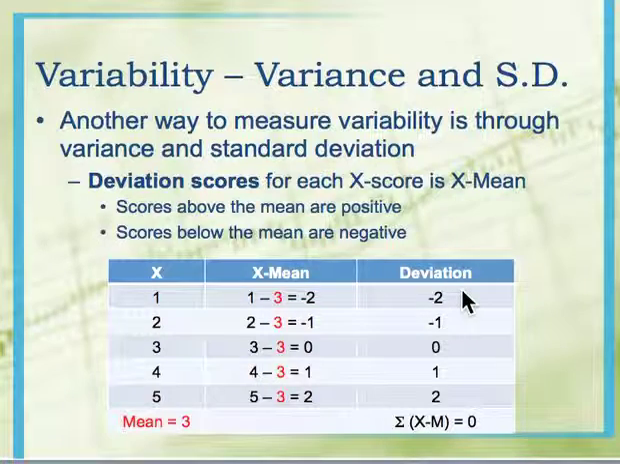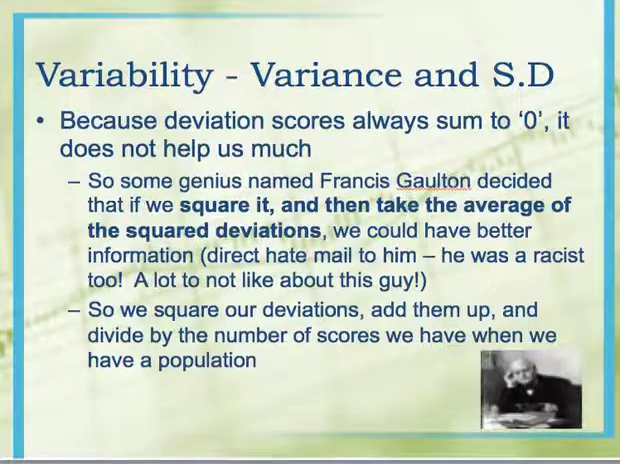The thing about deviation scores, though, is that if I add them all up, they always add to 0. Always. Because the mean is that center point, I'm going to have the same weight above and the same weight below. So if I add them all up, I will get 0. So that doesn't really help us that much.